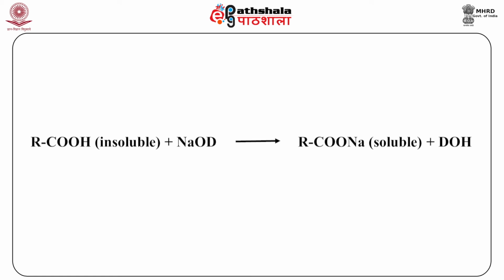This basic solution of NaOD in D2O will remove the acidic proton, forming a soluble salt of the acid, and thus the COOH absorption will disappear and a new peak at around 4.5 to 5 ppm will appear due to the hydrogen of DOH. This exchange reaction is shown here as an equation, as you can see.